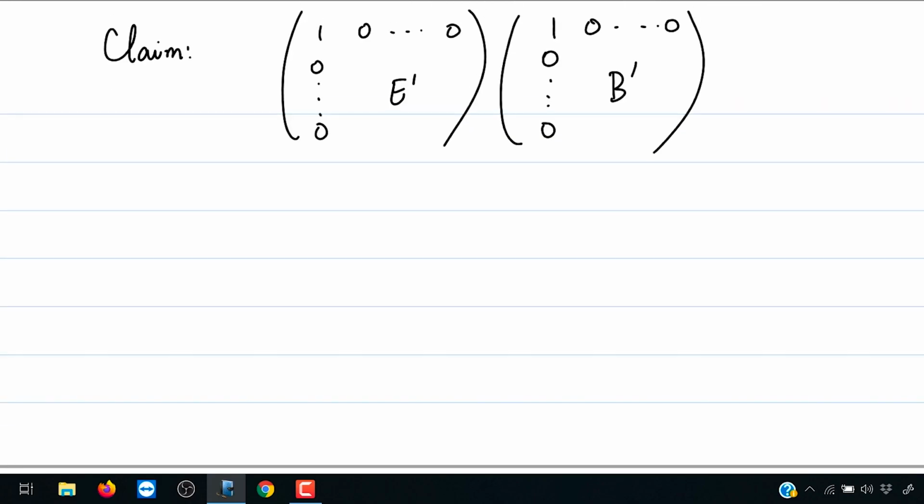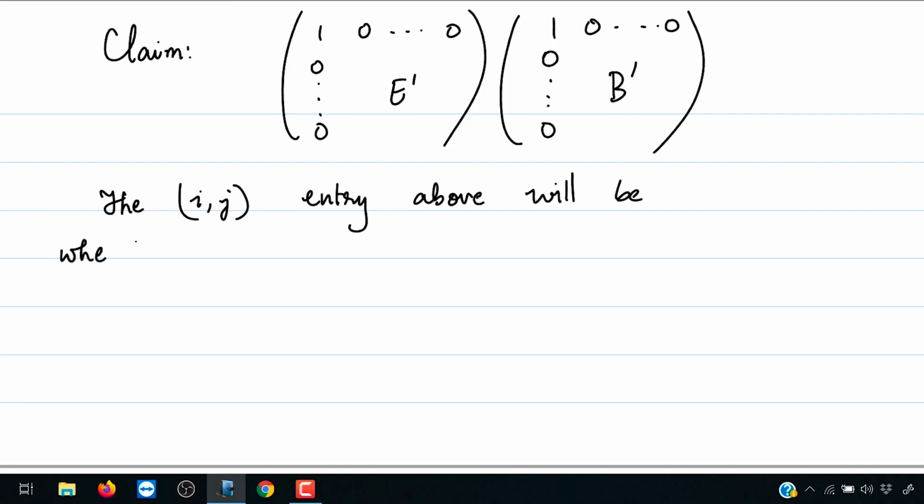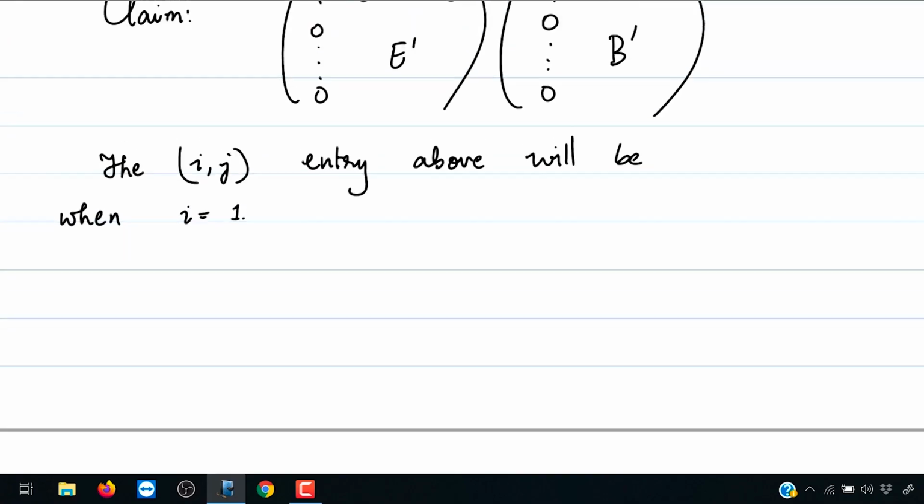Let's see what the ijth entry will look like. Let's see what happens when i is equal to 1. That means the first row is being considered in the product matrix.